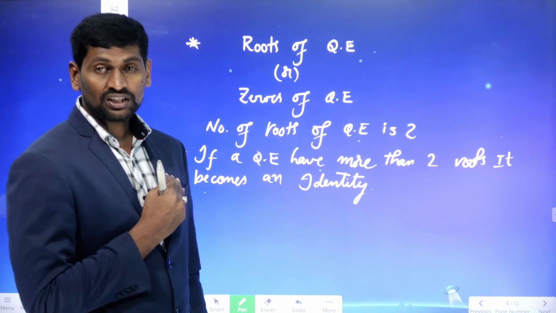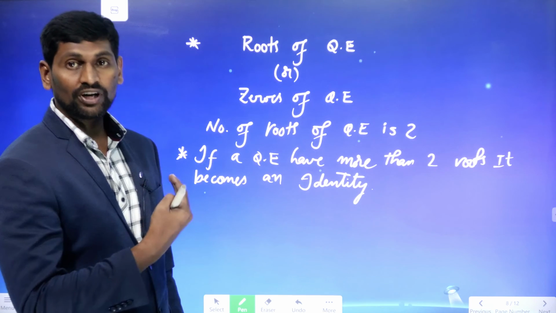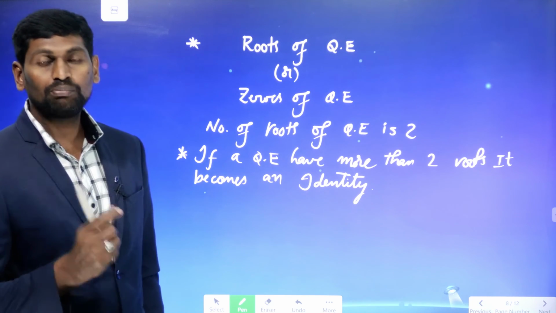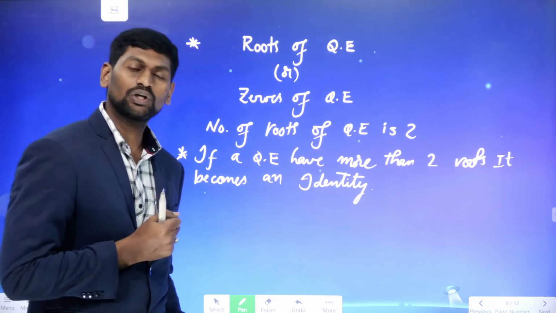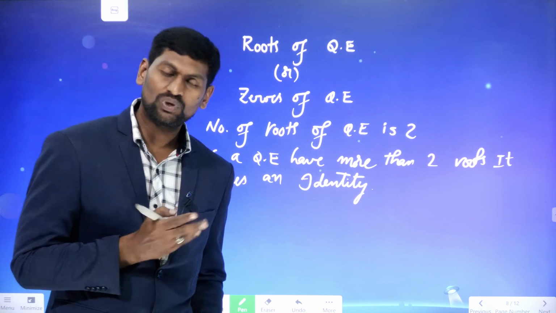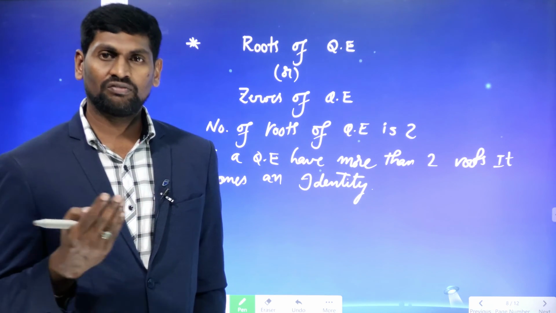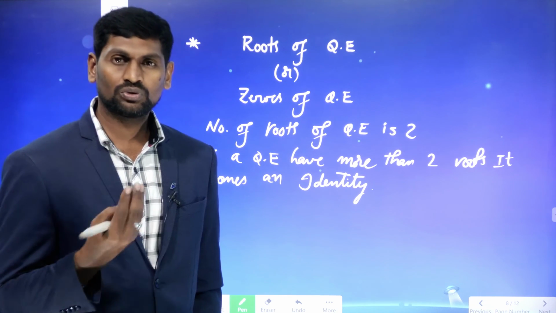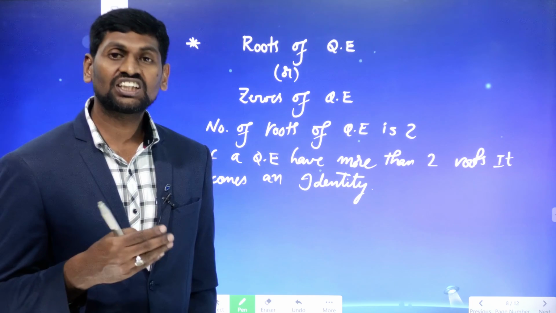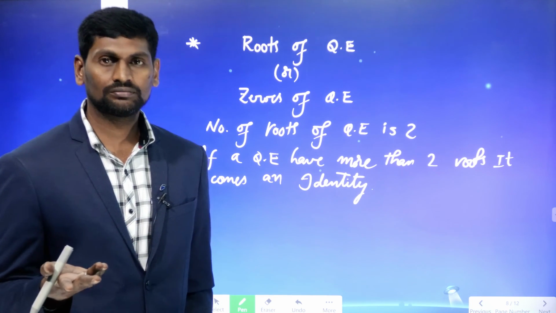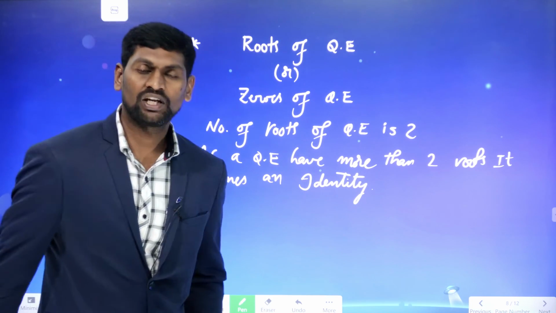If a quadratic equation gets more than 2 different roots, it will become an identity. Not only quadratic, any equation. For example, if you take a cubic and you get more than 3 distinct roots, that also becomes an identity.